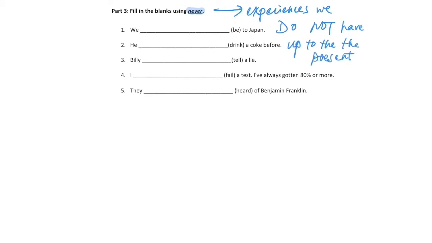So now let's take a look at part 3. Fill in the blanks using never. So when do we use never? We use never to talk about experiences, right, that we don't have up to the moment. So for the first example, we have never been to Japan. So you don't have the experience of being to Japan, alright?